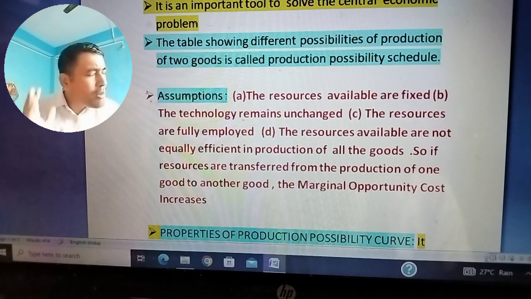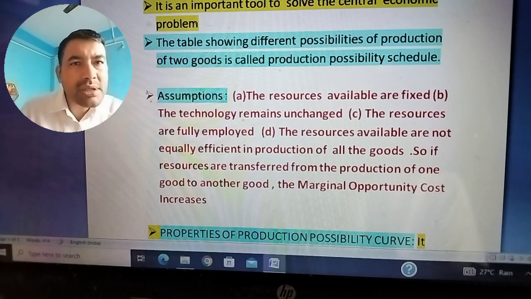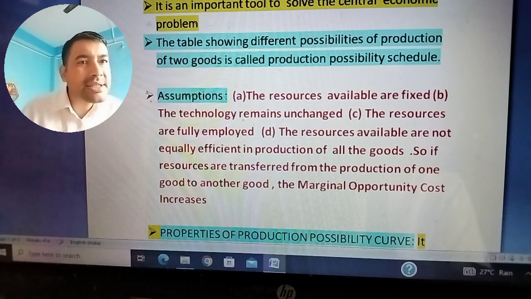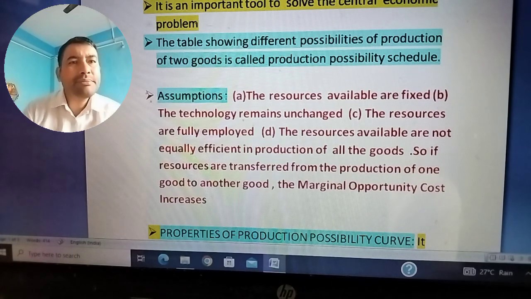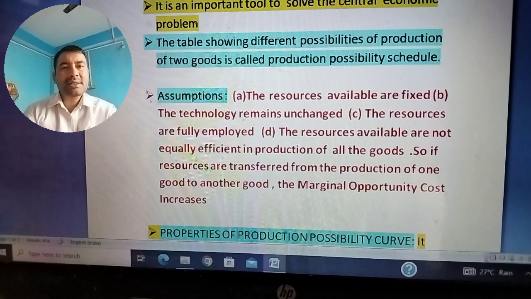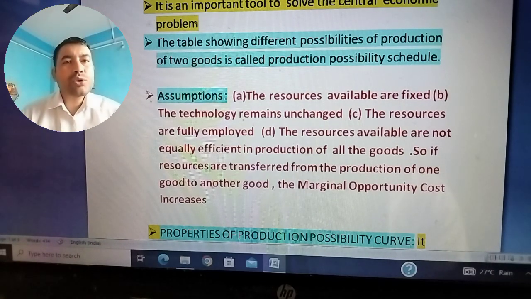But with that amount of resources, you cannot produce that amount of Y using the resources used in the production of X, because resources are not efficient in the production of all goods. So when you have to produce more of X, you have to sacrifice more and more of Y to get more and more of X. Because of that, the marginal opportunity cost, which is also known as marginal rate of technical substitution, increases.